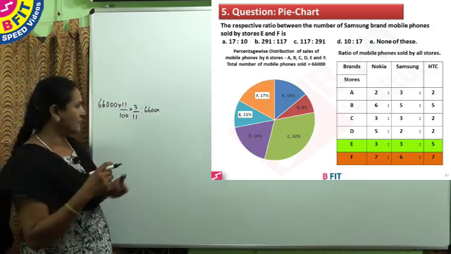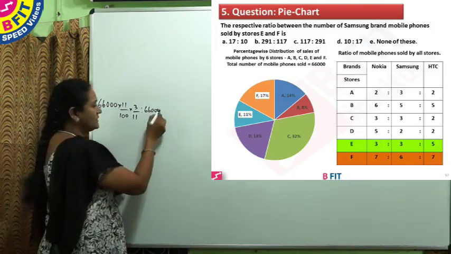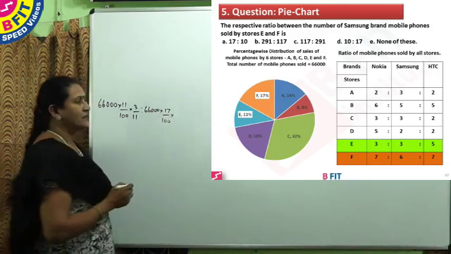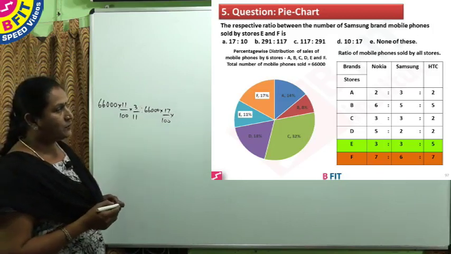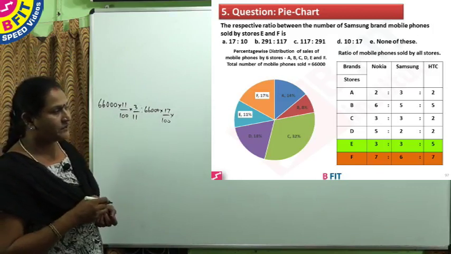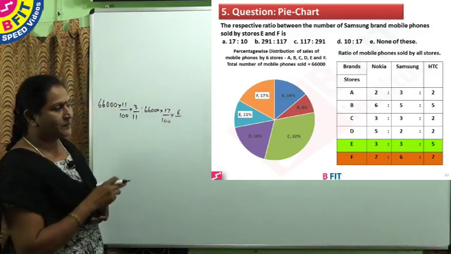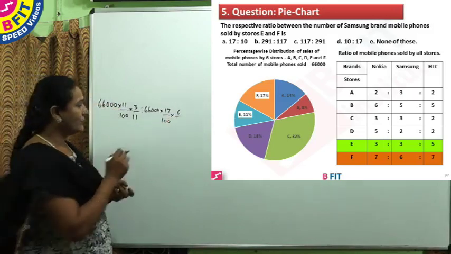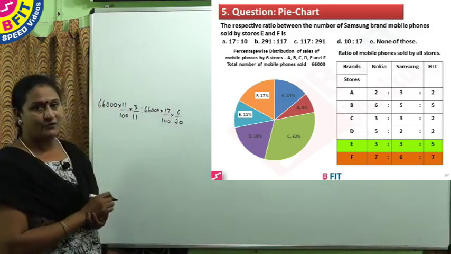So for you to understand, I have written this in the 66,000, 17%. 17% of phones is sold by store F. And what is the part concerned with Samsung for store F? It is 6 parts. Out of, add all the parts. So 7 plus 7, 14 plus 6, it is 20 parts. Out of 20, 6 parts is Samsung phones.